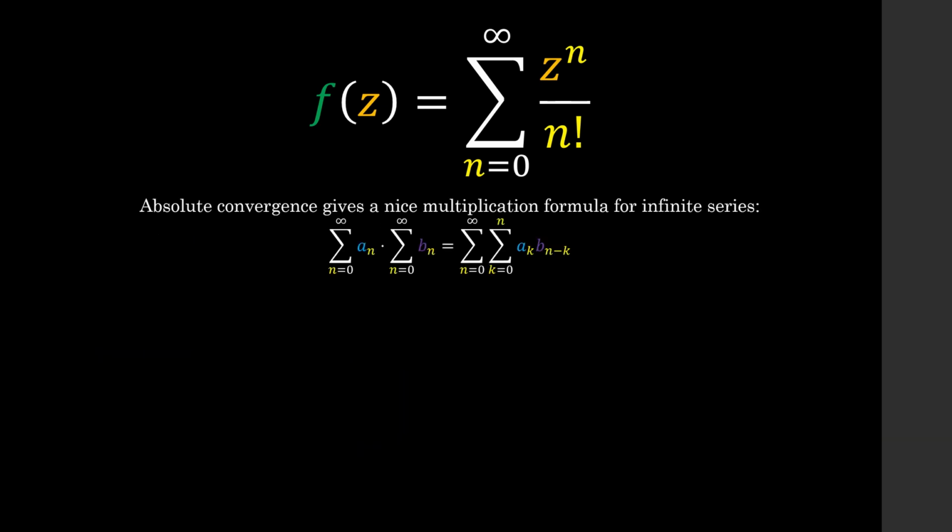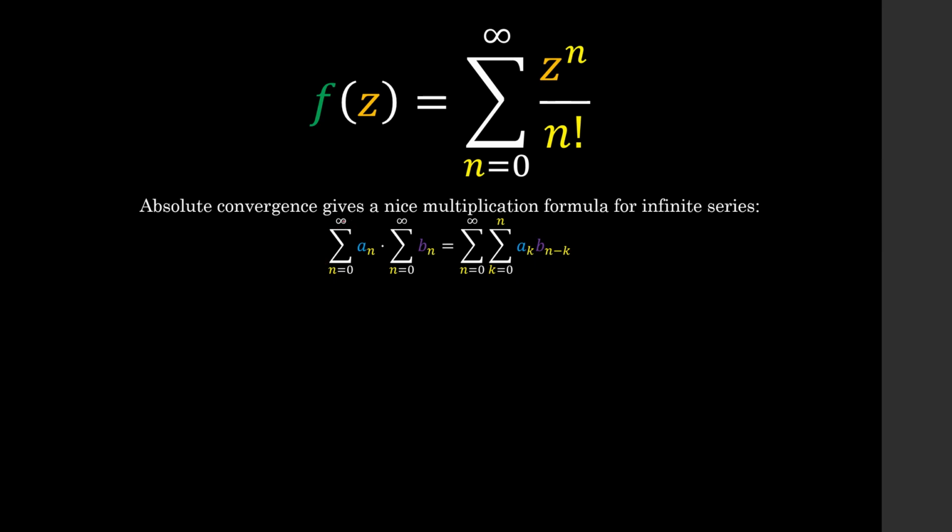So, absolute convergence, and power series that converge absolutely, give us a nice multiplication formula for infinite series. And I'm not going to prove this multiplication formula here. It's a standard result from analysis, and if the proof isn't that nice, I'll just leave it out.